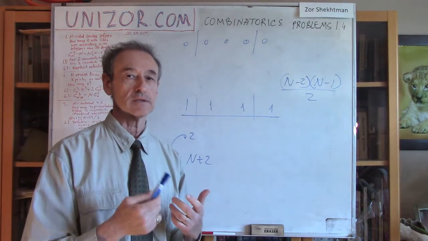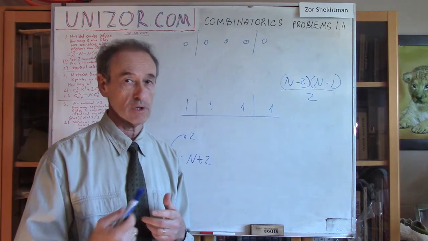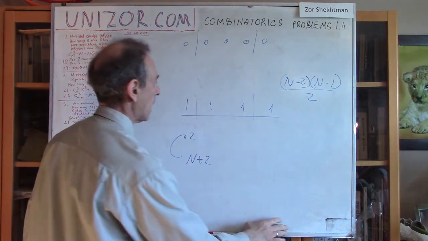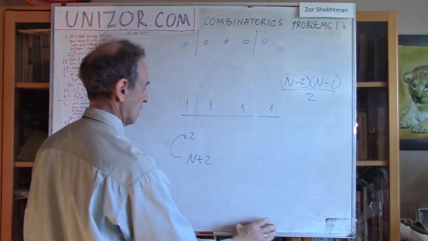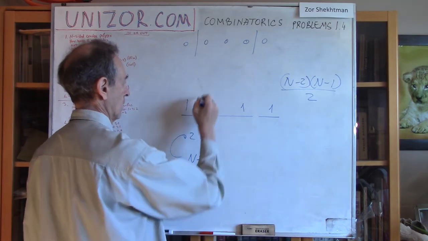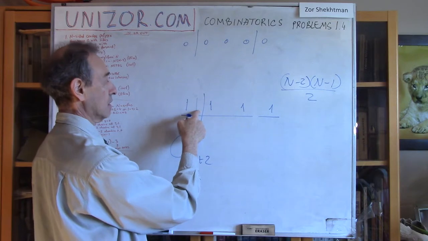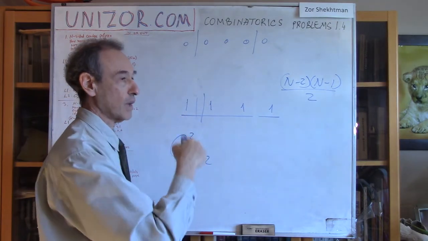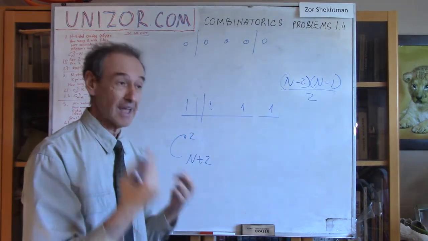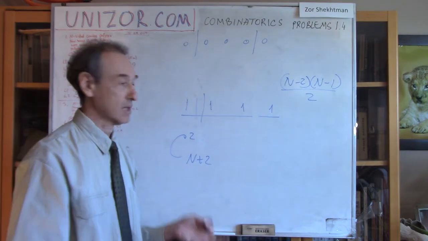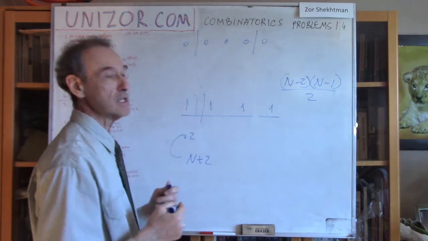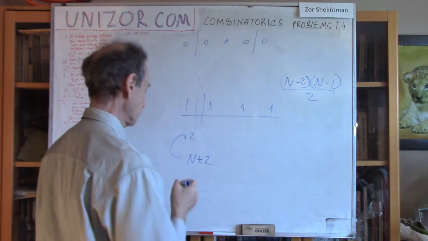The problem stated that the number is supposed to be natural. But this approach allows me to put separators here, which means the first pile is 1, the second one is empty, and the third one is 3. So it's 1 plus 0 plus 3. And that's not a good combination because it has 0. We have to exclude these combinations.